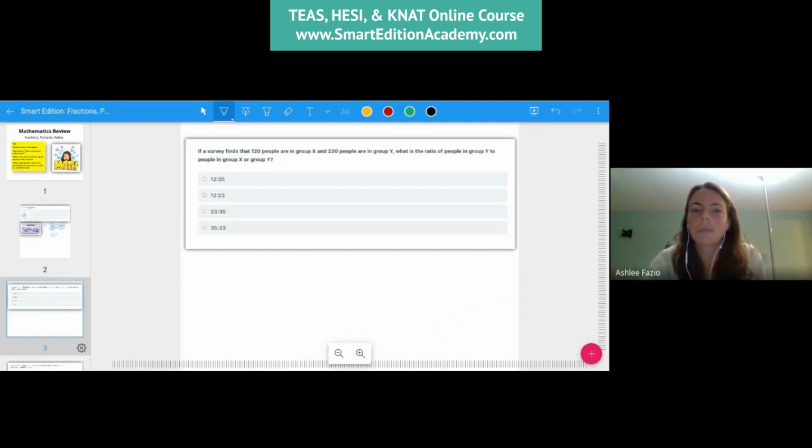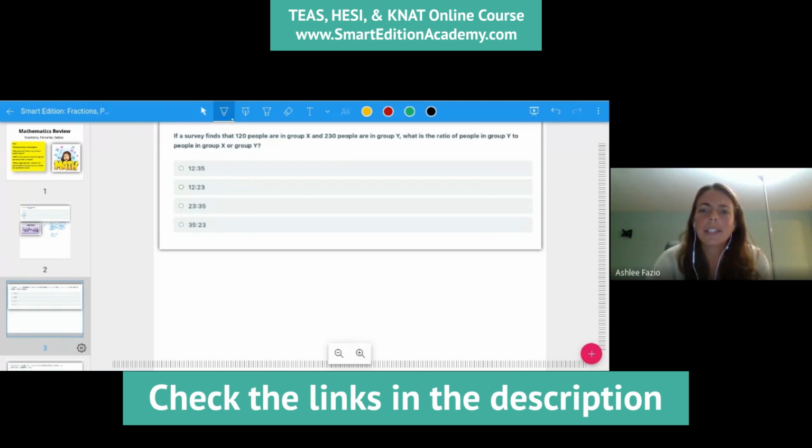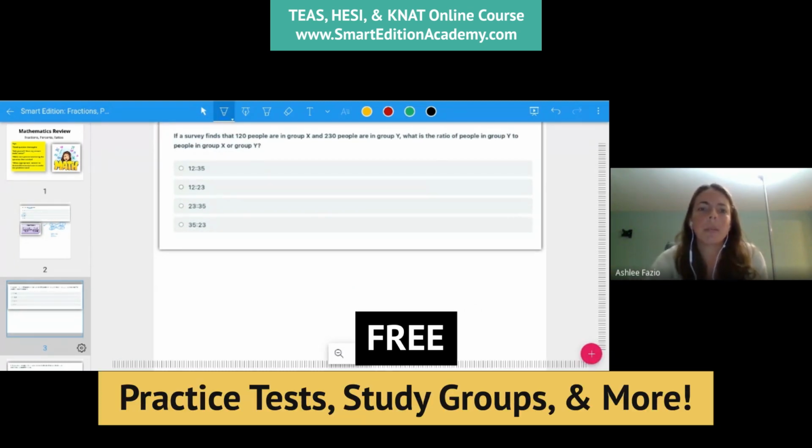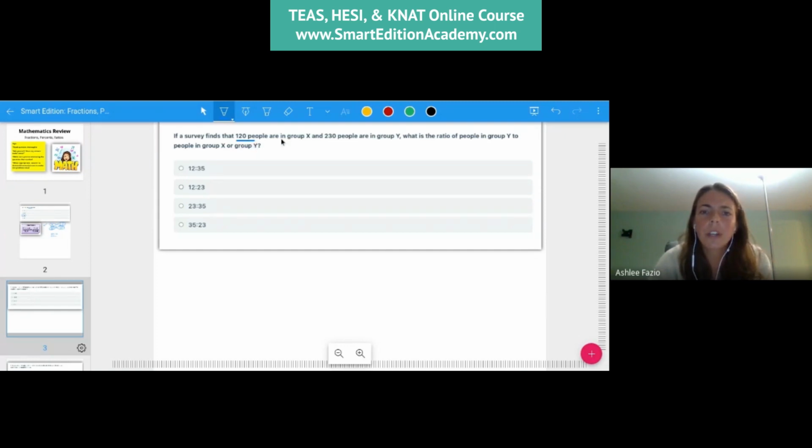Now we've got a word problem, so let me zoom in a little bit again, to make sure we can all see this. It says, if a survey finds that 120 people are in group X and 230 people are in group Y, what is the ratio of people in group Y to people in group X or Y? There's a lot going on here. Since I see the word ratio, I'm going to highlight that. When we see the word ratio, the order of that ratio is super important. All of these ratios use the little colon, so we can set it up like that, just so we have consistency and we'll know when we get the right answer.